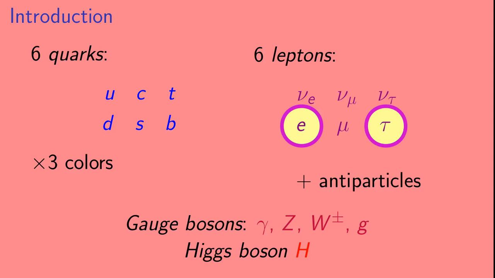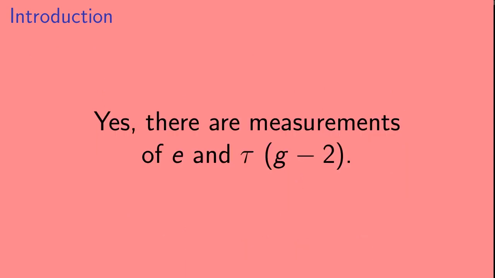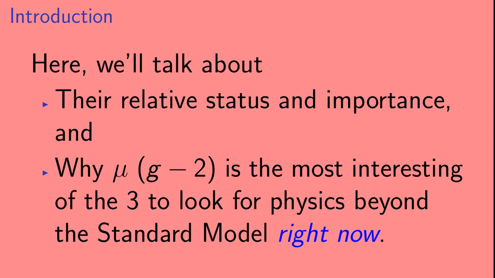So if we're interested in muon g-2, you might be wondering, are we also interested in g-2 of the electron and the tau? And the answer is yes. And in fact, there are measurements of g-2 of the electron and g-2 of the tau. So here we'll talk about their relative status and importance, and why muon g-2 is the most interesting of the 3 to look for physics beyond the Standard Model right now.